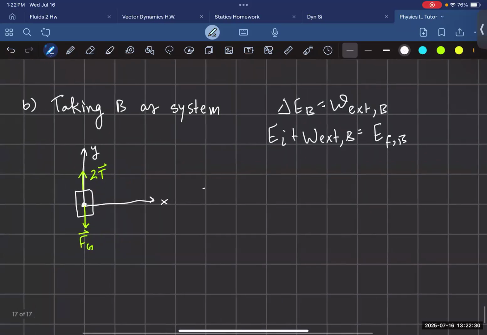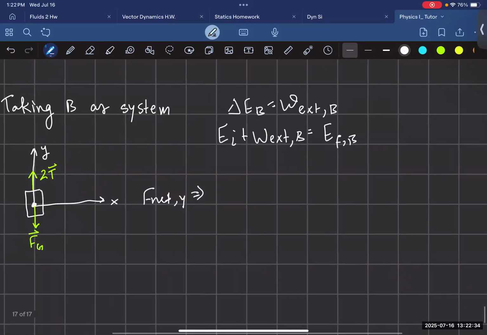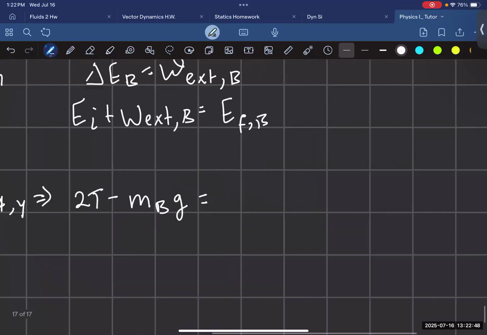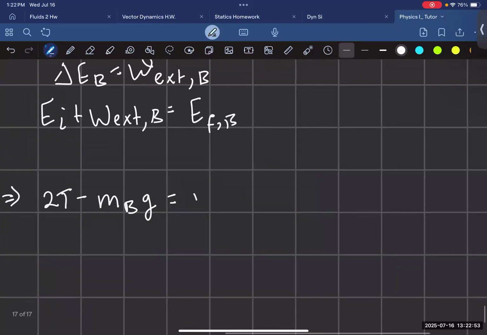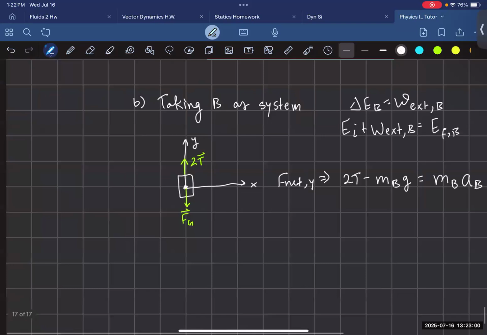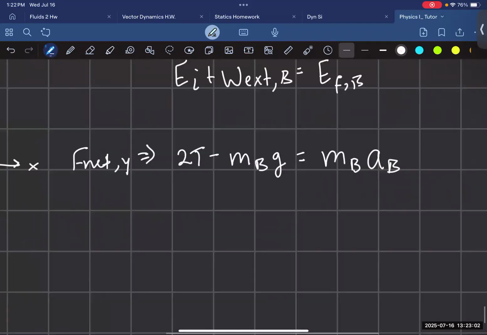So the net force in the y direction, we get 2T minus the force of gravity, which is just the mass of the object B times gravity, is equal to mass of B times acceleration of B. So that's one of the equations we need to try to solve for the external force T, right?